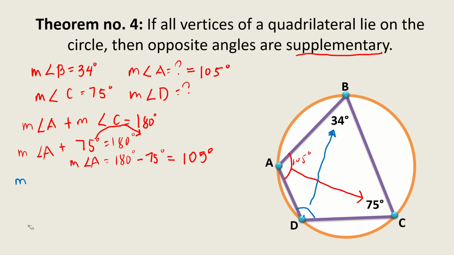Again, the measure of angle D. Wait lang po, ayaw mapindot. Okay, going back, the measure of angle D plus the measure of, ano yung angle opposite niya? Angle B, di ba? The measure of angle B is equal to 180 degrees. O, substitute natin, may measure tayo ng angle B, di ba? And that is 34 degrees. So we have the measure of angle D plus angle B, 34 degrees, is equal to 180 degrees.